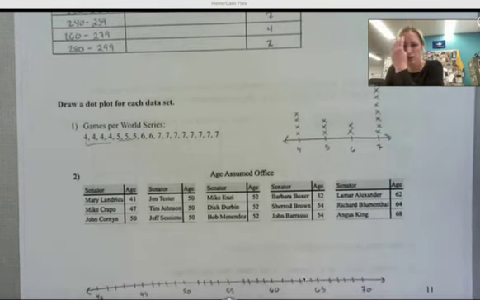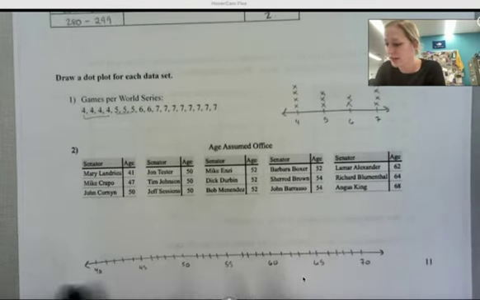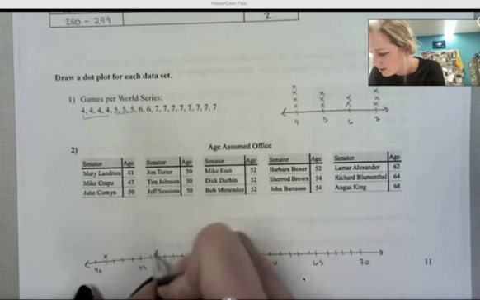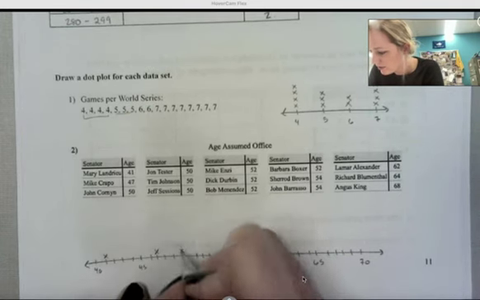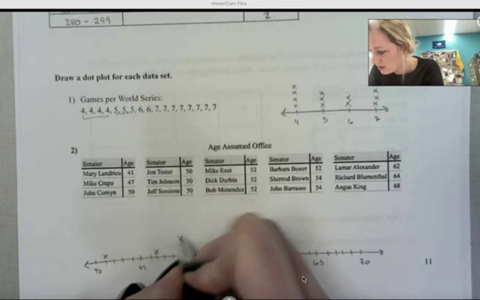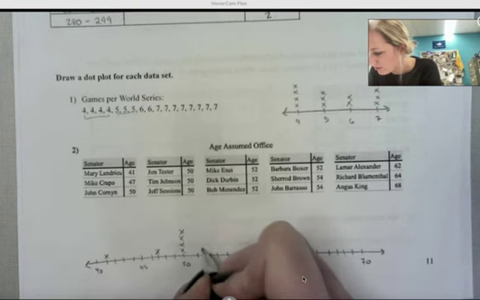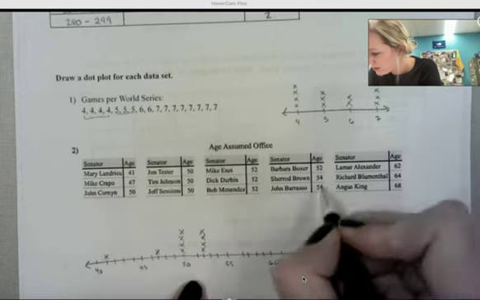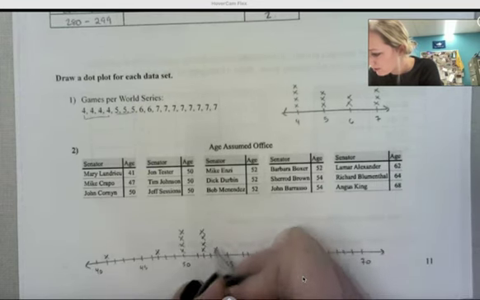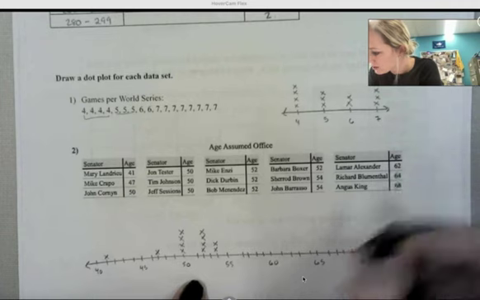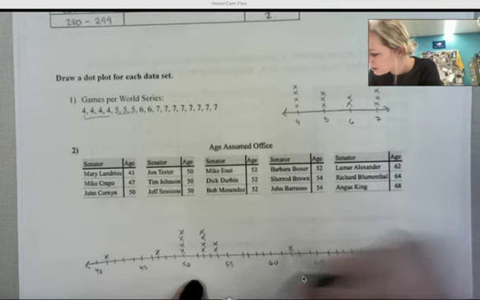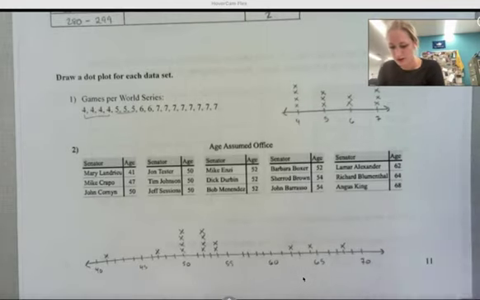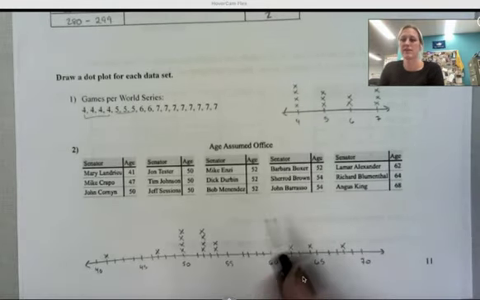Okay, so now we're going to put an X for every age. So we've got 41, 47, 50, 50, 50, 50, 52, 52, 52, 52, 54, 54, 62, 64, and 68. So that would be a dot plot to represent that data.